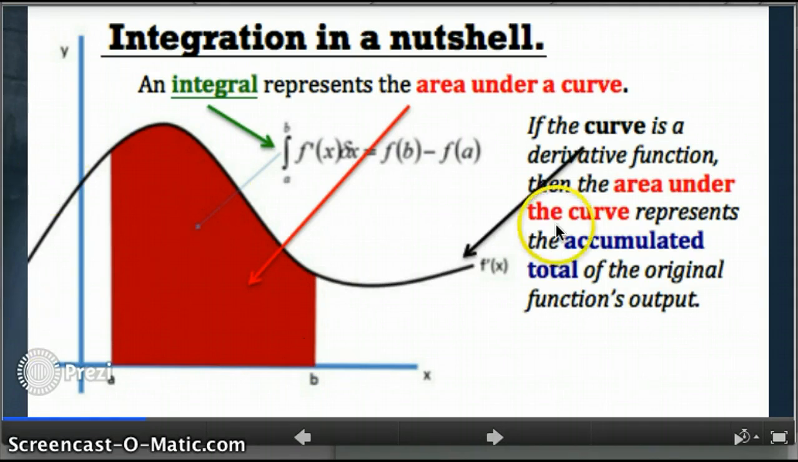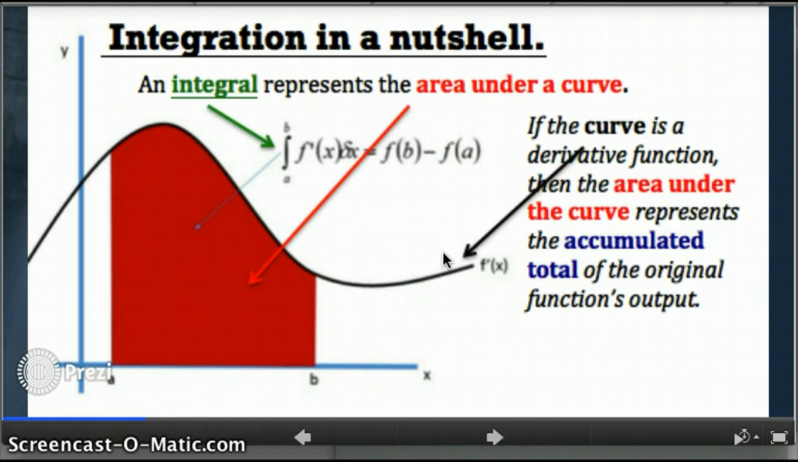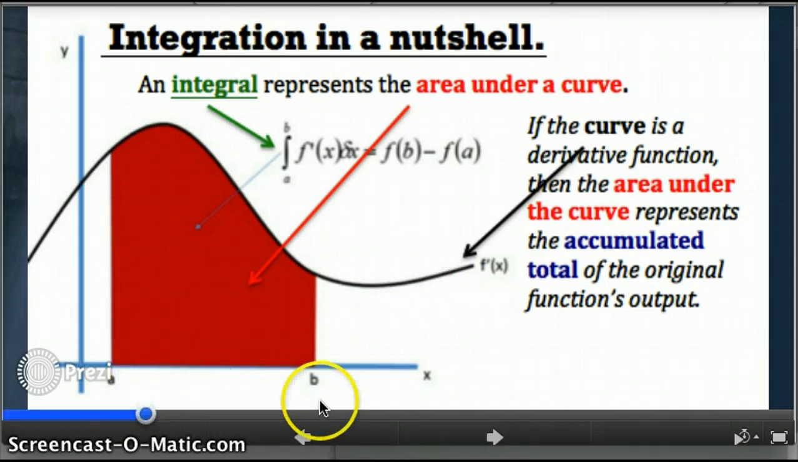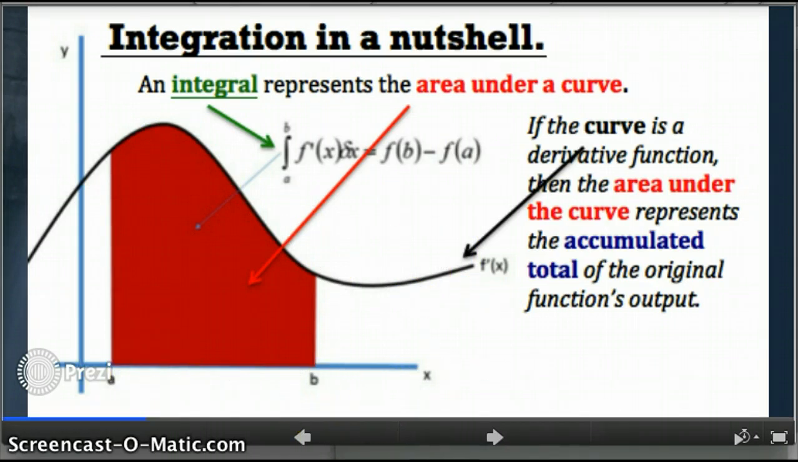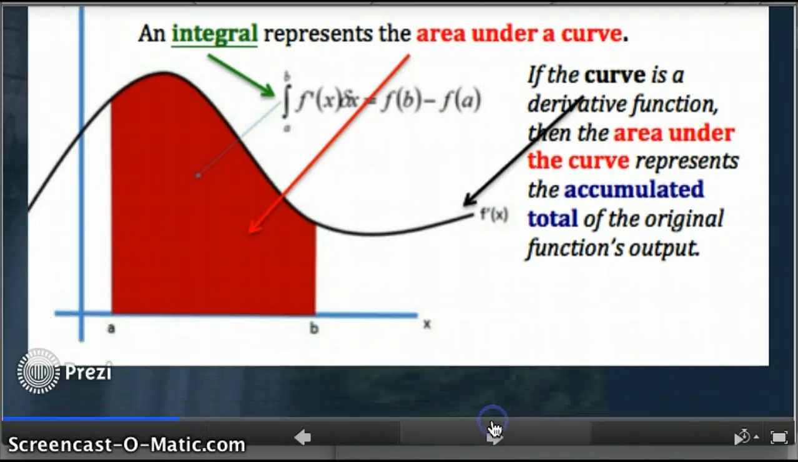If this curve is a derivative function, as in it's the derivative of a different function, then the area under the curve represents the accumulated total of the original function's output. In other words, whatever the original function was measuring, this area, the area under the derivative graph, tells us how much there was after a certain period of time. This should be enough to convince you that area is going to be a really important component to understanding integrals. So let's go deeper into this idea of calculating area.